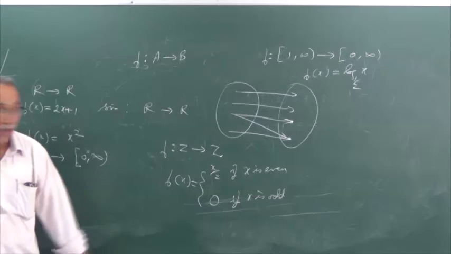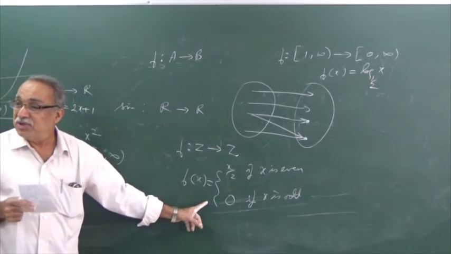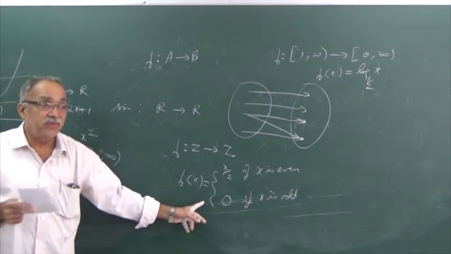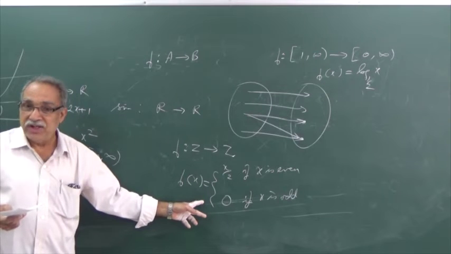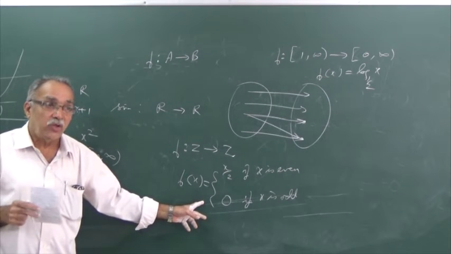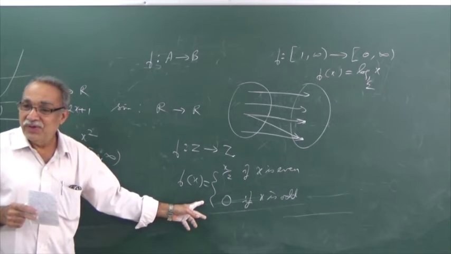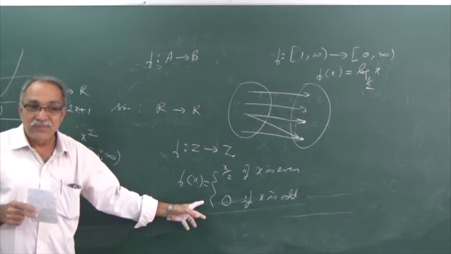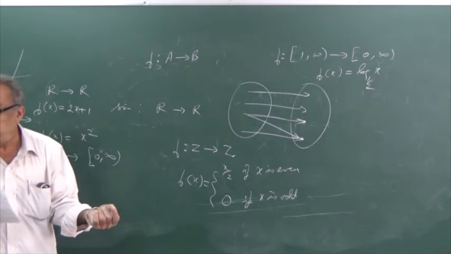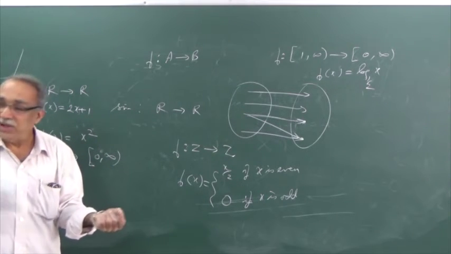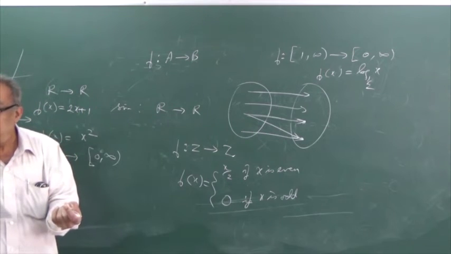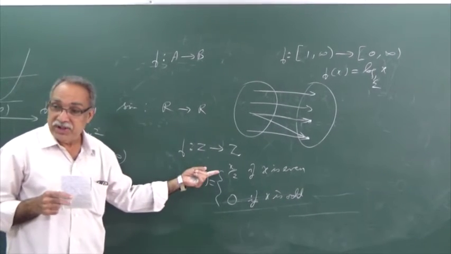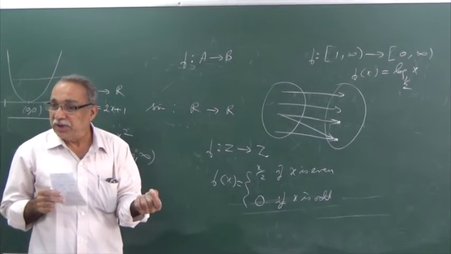No, clearly not 1-1. Every odd number has image equal to 0. f of 1 is 0, f of 3 is 0, f of minus 7 is 0. Okay. Is the function at least onto? For 0, do you have a pre-image? Yes. So many pre-images are there, infinitely many. For 1, do you have a pre-image? Yes, 2 is a pre-image. For 2, do you have a pre-image? Yes, 4 is a pre-image.